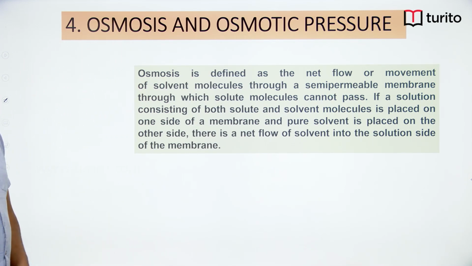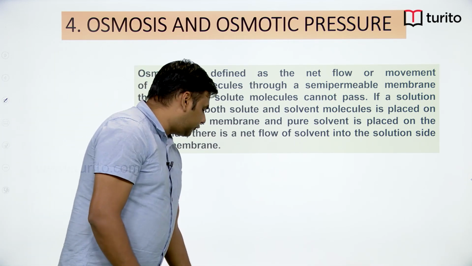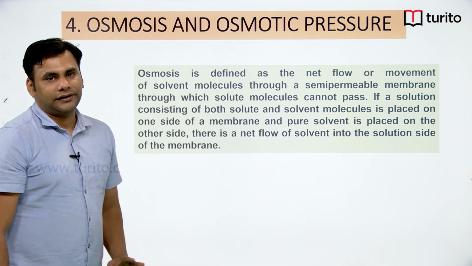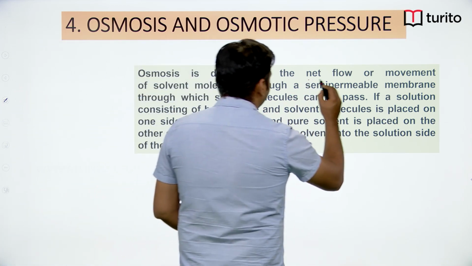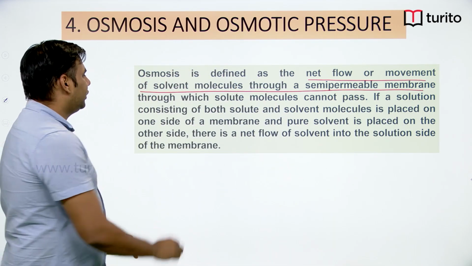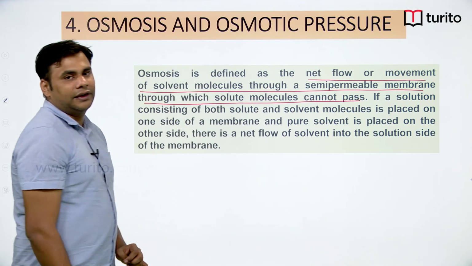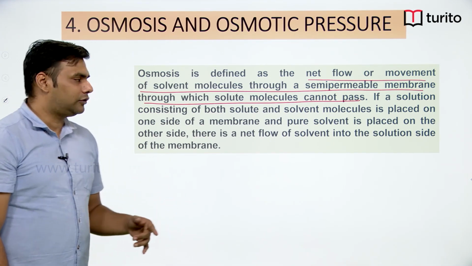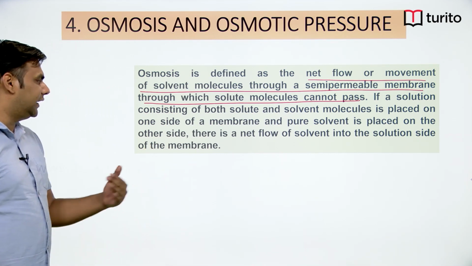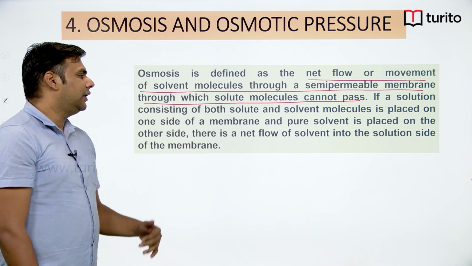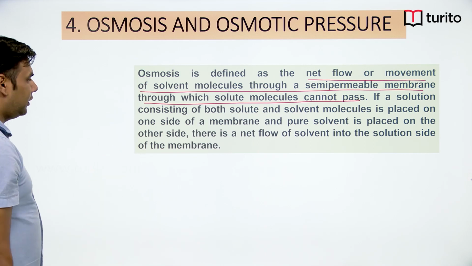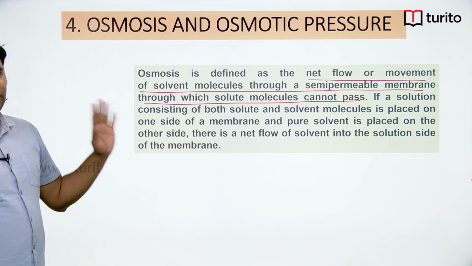So osmosis is defined as the net flow or movement of solvent molecules through a semi-permeable membrane through which solute cannot pass. Again, a very important definition. If a solution consisting of both solute and solvent molecules is placed on one side of the membrane and the pure solvent is placed on the other side, there is a net flow of solvent into the solution side of the membrane. I will explain this with a particular example. I hope the definition is clear to you.